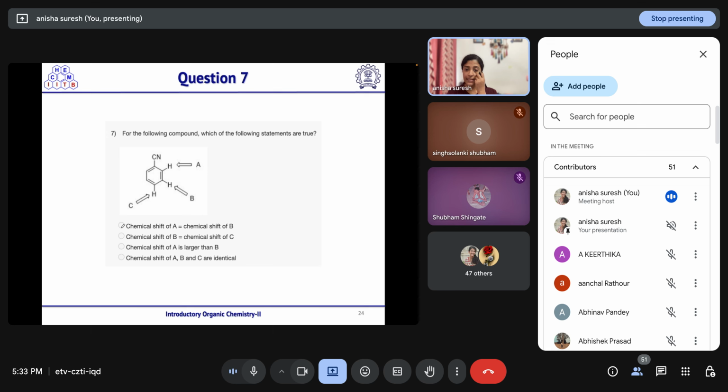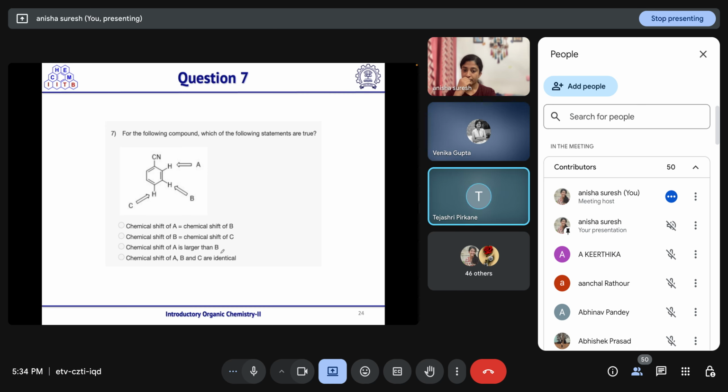Now coming to question number 7. For the following compound, which of the following statements are true? So here 3 protons are labeled, that is A, B and C. Ortho, meta, para protons are labeled for the cyanobenzene. So they are asking which of the statements is true. The chemical shift of A equal to chemical shift of B. Chemical shift of B equal to chemical shift of C. Chemical shift of A is larger than B, and chemical shift of A, B and C are identical.